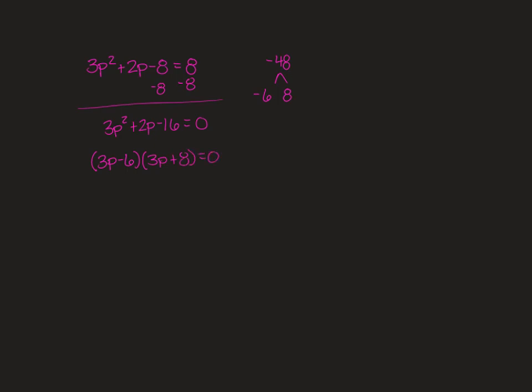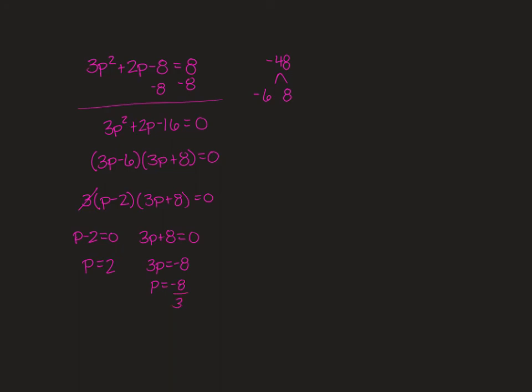Then I need to factor a 3 out of the first one. You eat your berry, then set each factor equal to 0, and solve. So p equals 2. 3p is going to equal negative 8. Subtract 8 from both sides, then divide by 3, so you get negative 8/3.